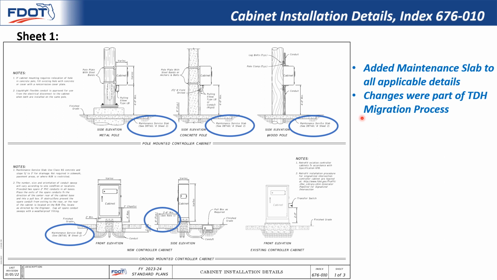The TDH, or the Turnpike Design Handbook, was integrated into other statewide policy and guidance documents this past year. This process resulted in a lot of changes to the standard plans, specifications, and the FDM. Language was also added to specification 641 and 676 regarding the maintenance service slab. We reorganized 676-010, the cabinet installation details index, and added the maintenance slab details. The update also changed all maintenance slabs to 6 inches in depth.